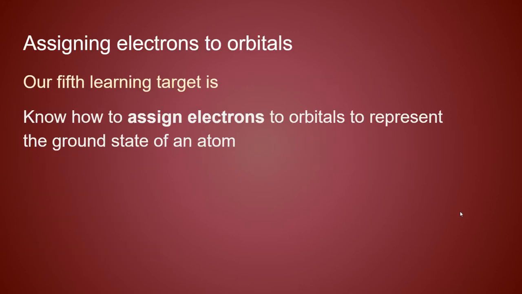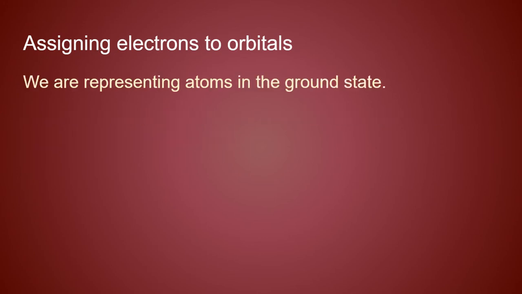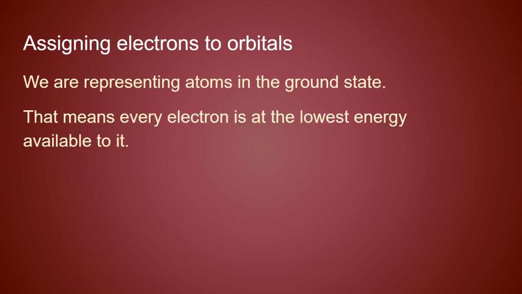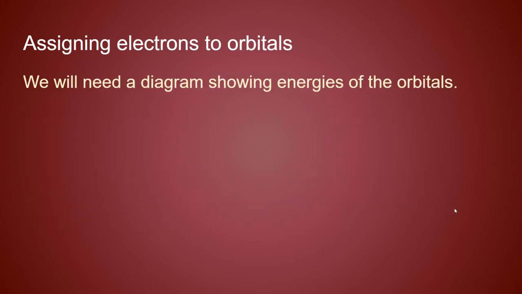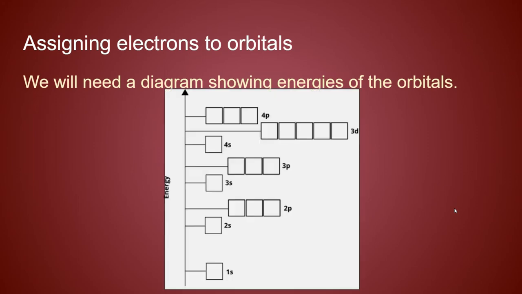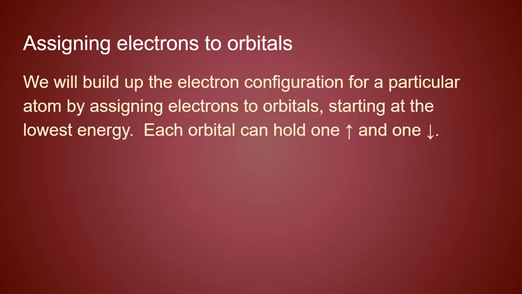So our fifth learning target is know how to assign electrons to orbitals to represent the ground state of an atom. We are representing atoms in the ground state. That means every electron is at the lowest energy available to it. To correctly represent the ground state, we're going to start at the lowest energy level and work up without skipping any levels. We will need a diagram showing energies of the orbitals. It looks like this. So we're going to start at the bottom. We're going to put electrons in the orbitals.